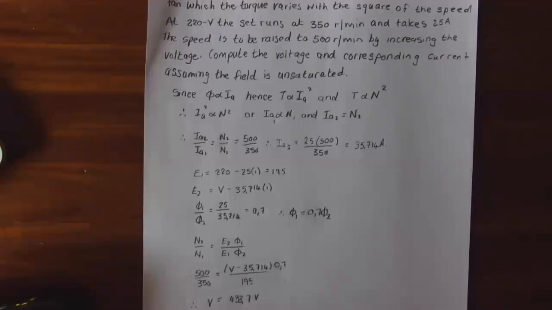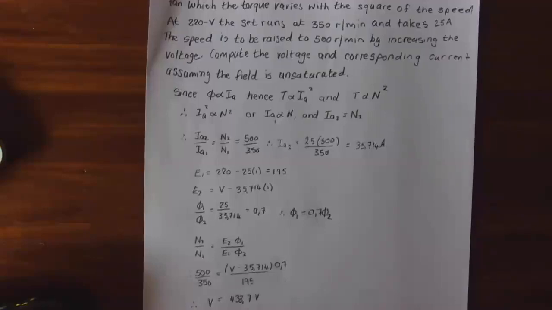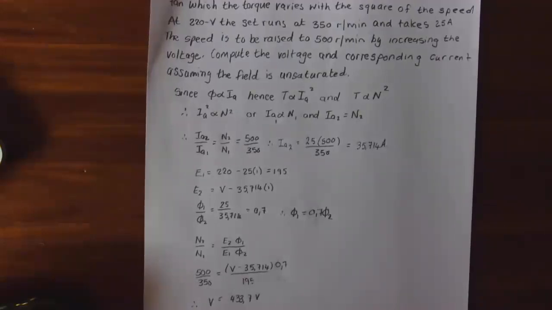So E1 is 220 minus 25 times 1, which gives us 195 volts. E2 is V minus 35.714 times 1. Now flux 1 over flux 2 is 25 divided by 35.714, which gives us a value of 0.7. So flux 2 is equal to 0.7 flux 1.